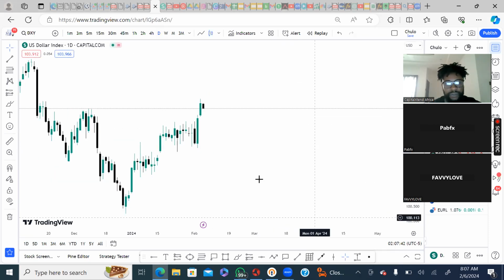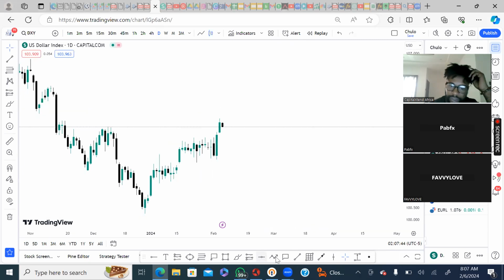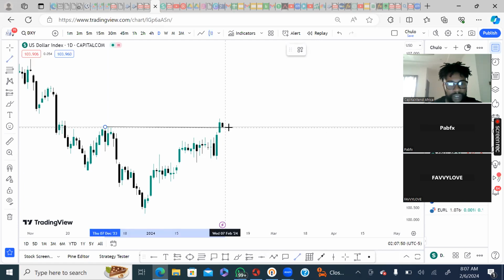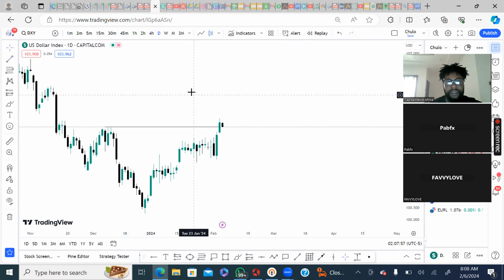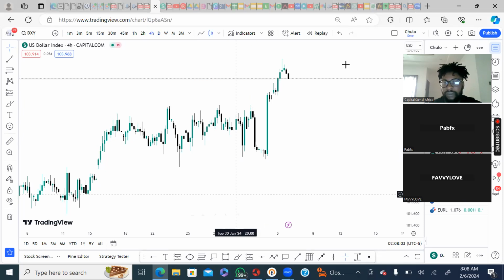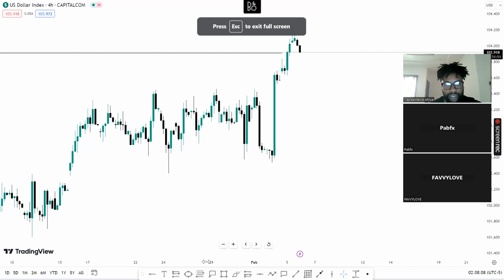I have to remove all drawings. On Sunday, I was expecting price to take out this external range liquidity resting here, and look at what happened. Price did take out that external range liquidity. Now I'm going down to the 4 hours.